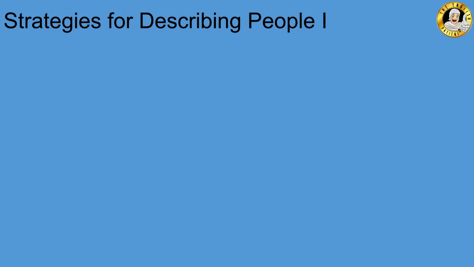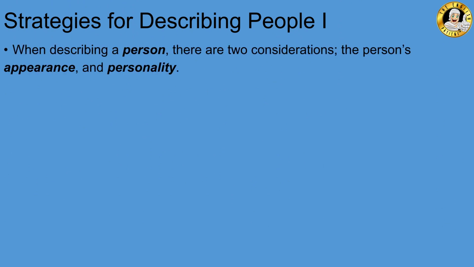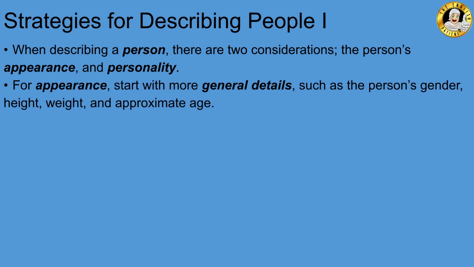Now, when you're describing a person, there are two main considerations to that description. The first would be the person's appearance, and the second would be the person's personality. Now, for appearance, when you are describing, you want to start with more general details, such as the person's gender, their height, their weight, and perhaps their approximate age.